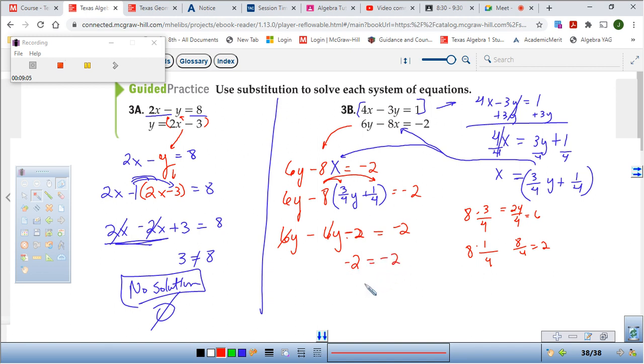True or false? True. This here is infinitely many solutions. If you put all real numbers, I like that. Faster, better, you're cool with me.